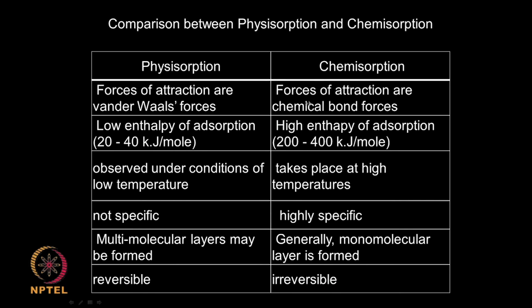So, here you have van der Waals forces, here it could be forming chemical bonds. The enthalpy is 20 to 40 kilojoule per mole, here we are talking almost 10 times more. This is generally observed at low temperature. So, if I keep increasing temperature, physisorption is not favorable. This takes place at high temperature. This is not very specific, this is very specific. You can have multiple layers of the adsorbate formed on the adsorbent, whereas generally this is a monomolecular layer. This is a reversible process and this is an irreversible process.